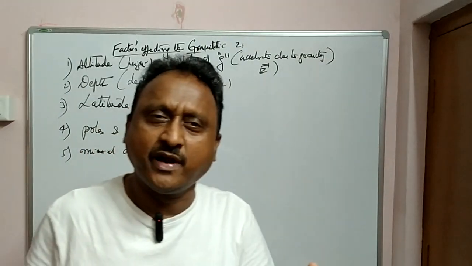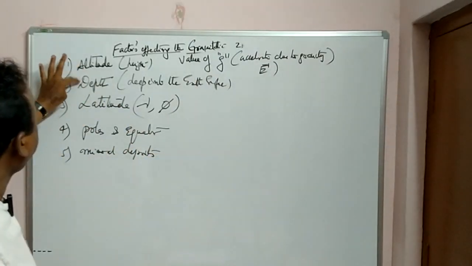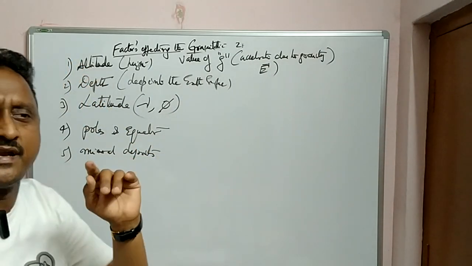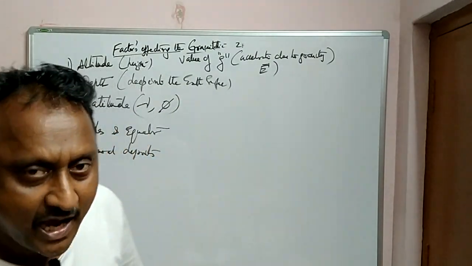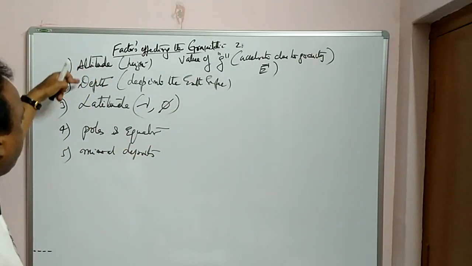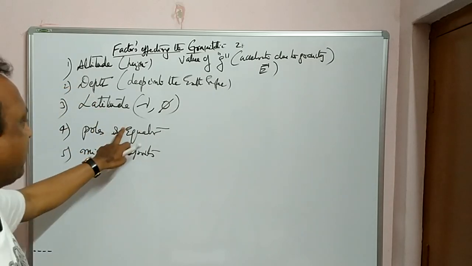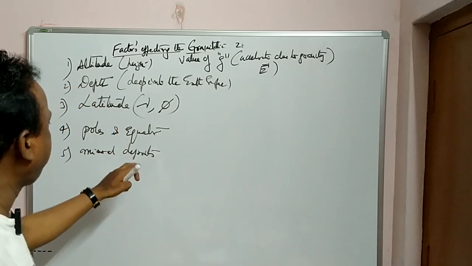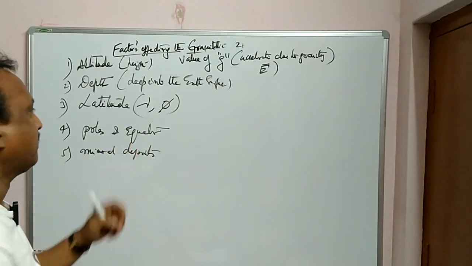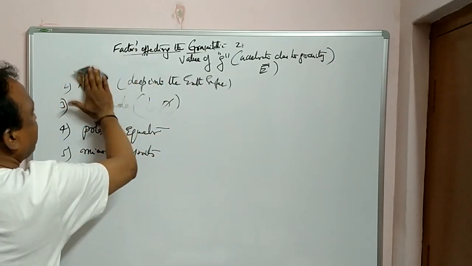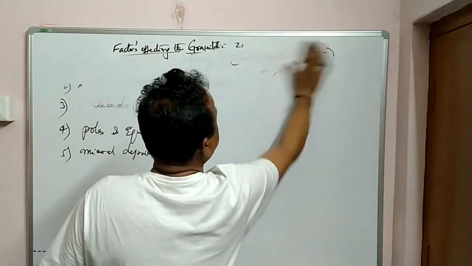Of these, the first 3 derivations are asked in the IPE exam for 4 marks. So for your sake, I will be deriving altitude, depth and also latitude. The remaining are all theory parts. Okay? So for you I will derive. Copy? Okay. So let us go for the first one, altitude or height derivation.